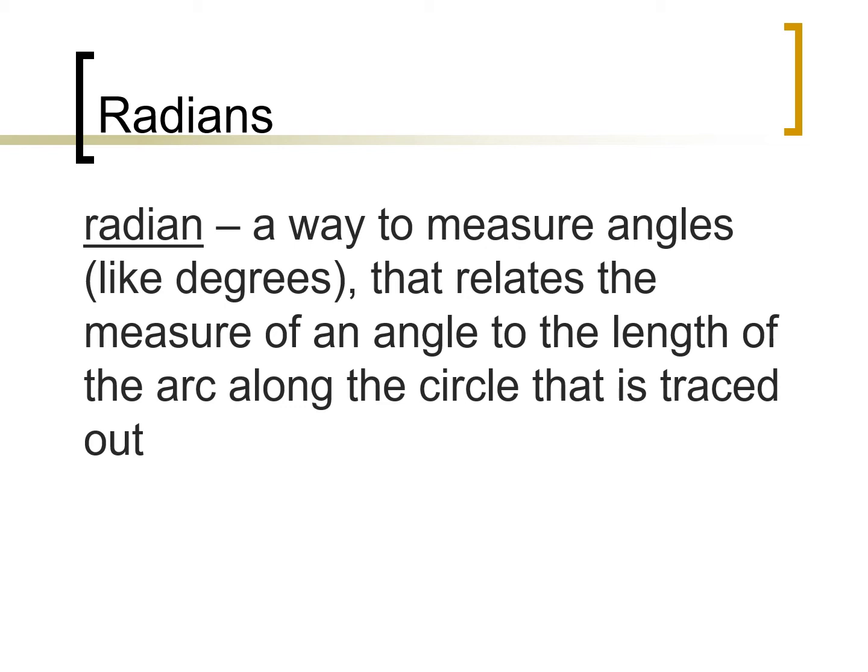A radian is a way to measure angles like degrees, and this method will relate the measure of an angle to how much of a circle is traced out, specifically the length of the arc along the circle that is traced out. Do you need another moment to copy that definition down? Please pause the video.